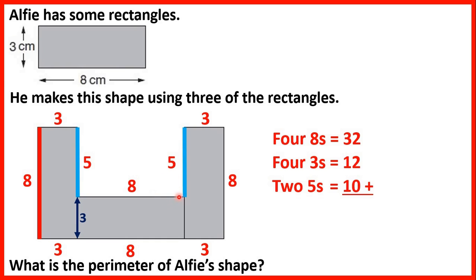So if we add up all the lengths that we've written, so the lengths around the outside of the shape, we get 54 centimetres, so that's our perimeter. Notice when we're finding the perimeter, we don't add this length here because this length here is not on the outside of the shape and the perimeter is the distance around the outside.